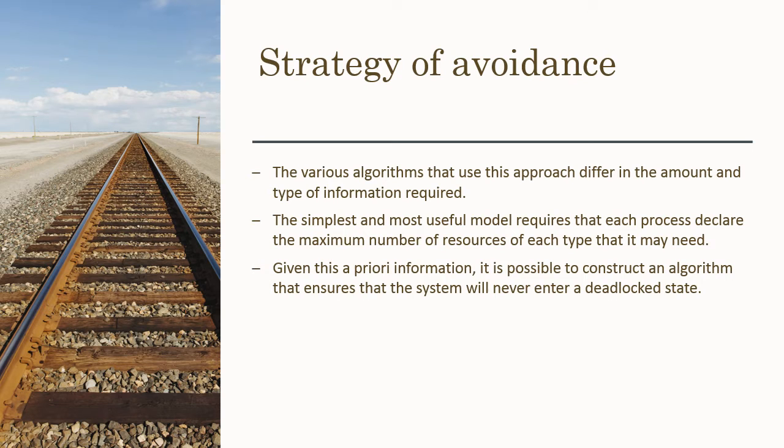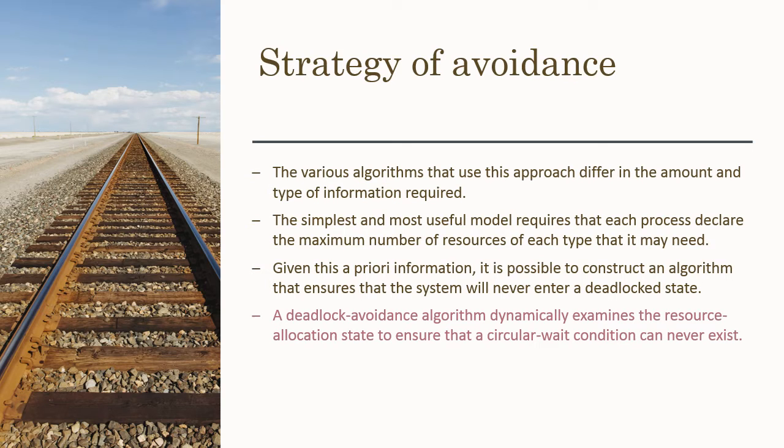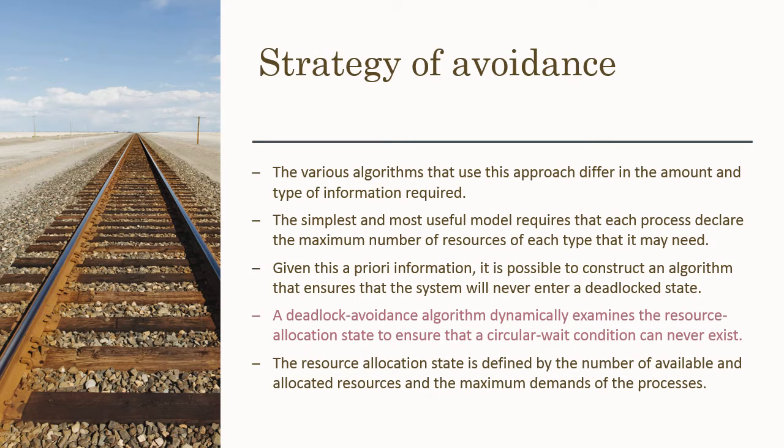Given this a priori information, it is possible to construct an algorithm that ensures that the system will never enter a deadlocked state. A deadlock avoidance algorithm dynamically examines the resource allocation state to ensure that a circular wait condition can never exist. The resource allocation state is defined by the number of available and allocated resources and the maximum demands of the processes.